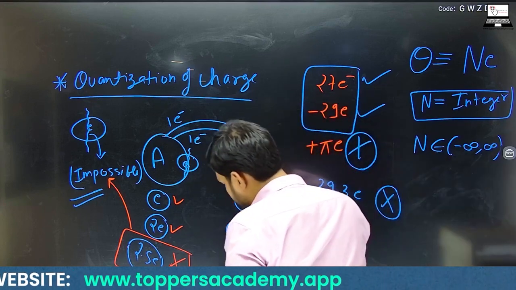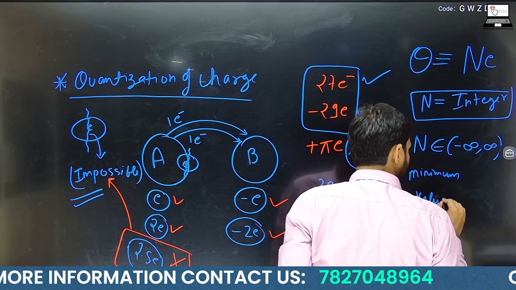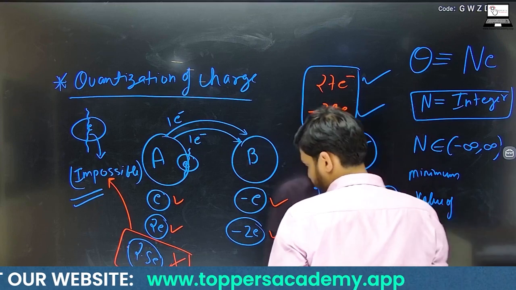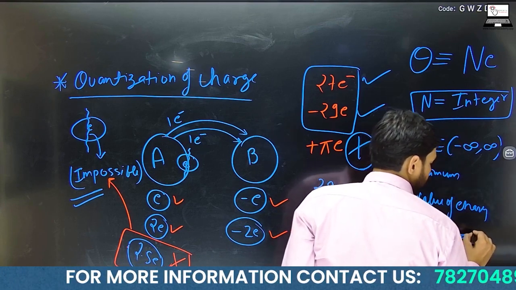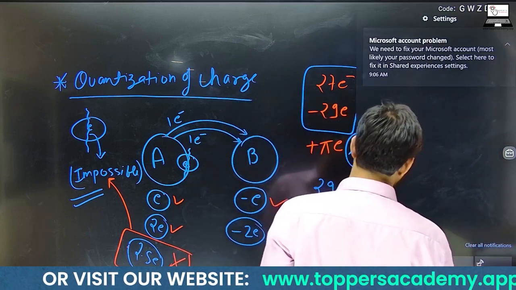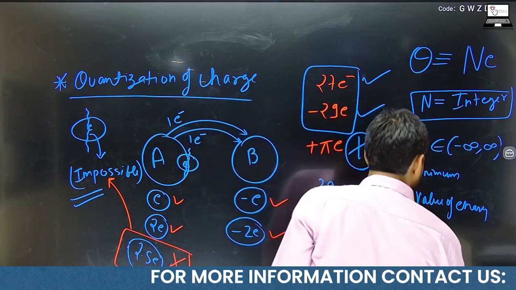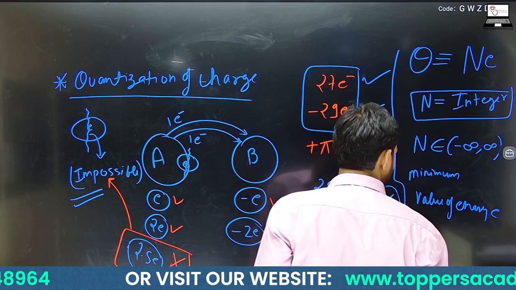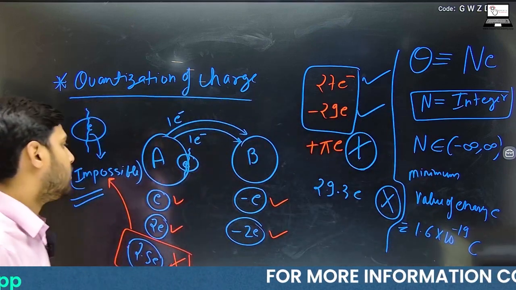Okay. And the second thing is the minimum value of charge, which is equal to e, which is equal to 1.6 times 10 to the power minus 19 coulomb. Let me write it down more clearly. Value of charge is equal to 1.6 times 10 to the power minus 19 coulomb. Write it down, the whole thing, and we are going to move forward.